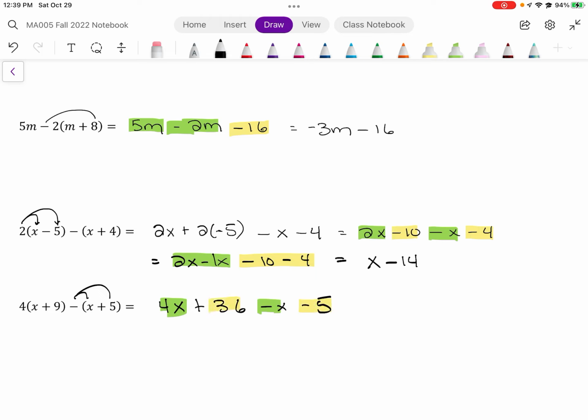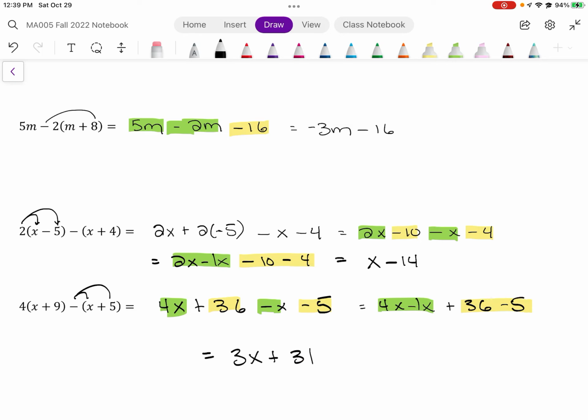Let's write that down. 4x minus x, and you don't have to do this step once you get good at this, but until you get good at it, I really recommend not skipping it. So I've got the 4x minus x, and I've got the 36 minus 5. All right, so 4x minus x, remember that's a 1x, that gives us 3x, plus 36 minus 5 is 31.